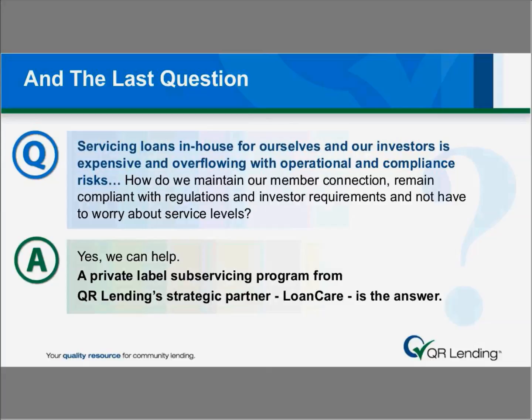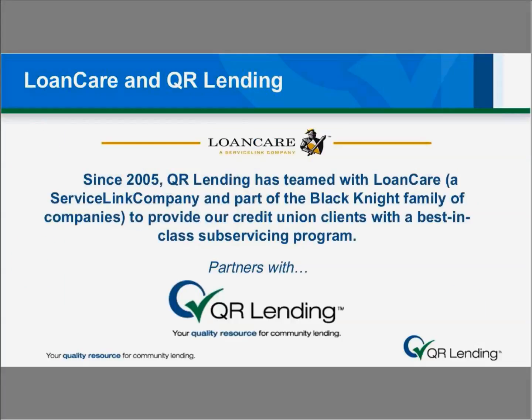But before we talk specifics on the benefits of subservicing, I'd like to give you a little background on our own experience with LoanCare and why QR Lending chose LoanCare to be its strategic partner. In 2005, QR Lending teamed up with LoanCare, which is a service-linked company and part of the Black Knight family of companies, to subservice its own loans. And over the last 10 years, we've continued to grow our relationship. They now handle over $3 billion in Fannie, Freddie, and Ginnie Mae loans for us across the United States.